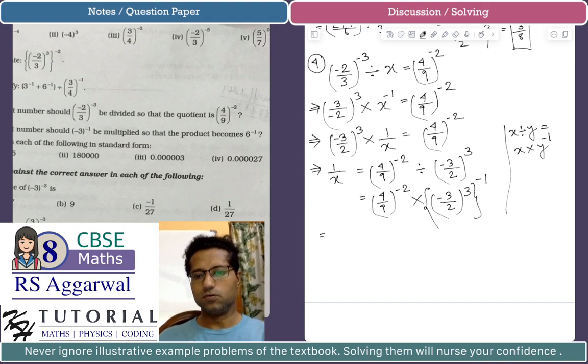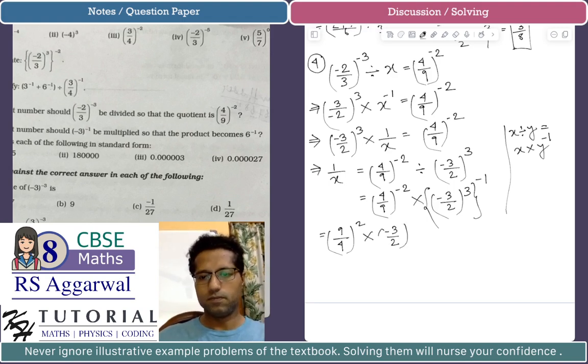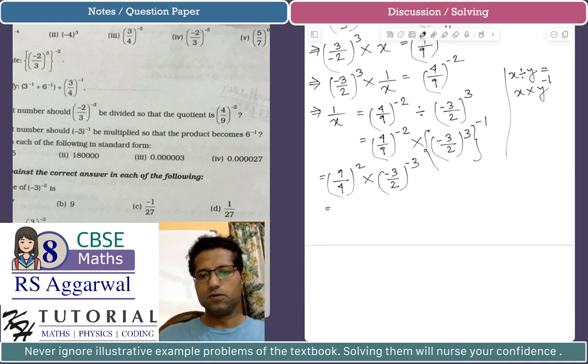So now this is equal to 4 by 9 raised to the power minus 2, which means 9 by 4 raised to the power 2, multiplied by minus 3 by 2 whole raised to the power, we have two layers of power, 3 and minus 1, so they will get multiplied, so it will be minus 3. Now this is equal to 9 by 4 square multiplied by minus 3 by 2 whole raised to the power minus 3, which means 2 by minus 3 whole raised to the power 3.